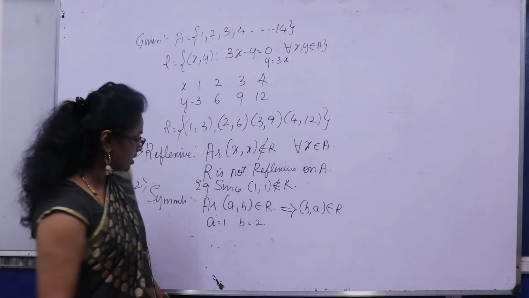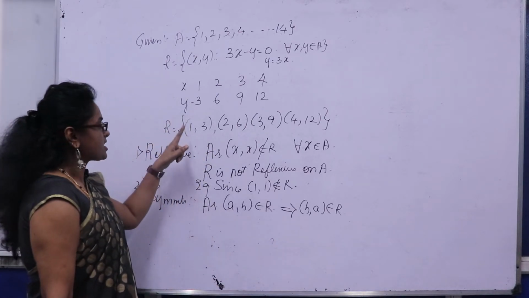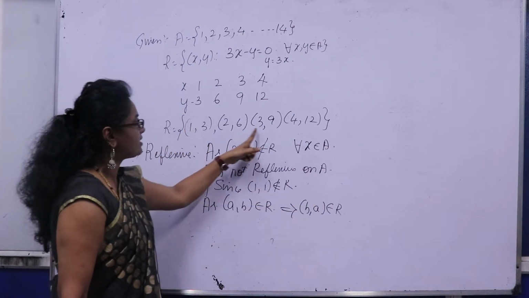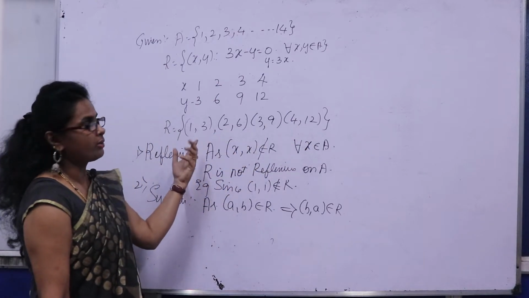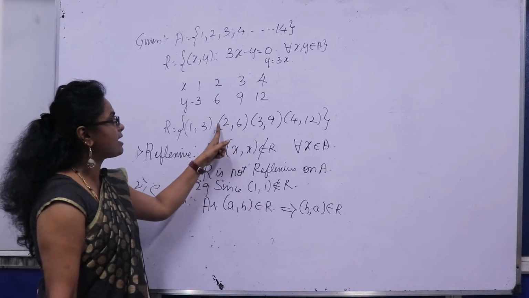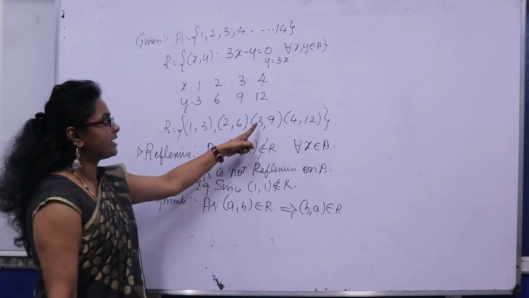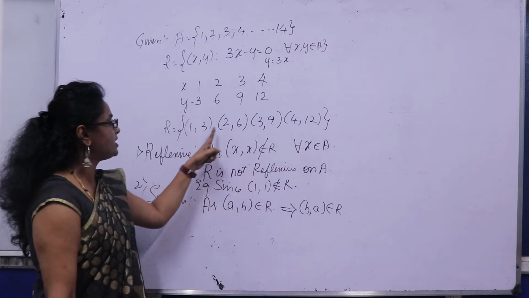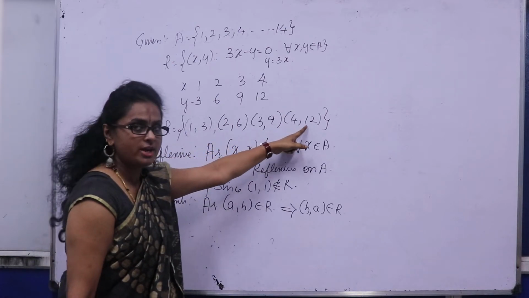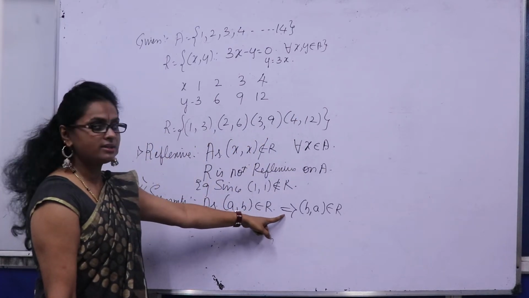Or you can even observe the thing here, because we will just pick out the elements from this. So if I just consider (1, 3), I need to have what? (3, 1). Do you have anything like (3, 1) here? No. If I just take (2, 6), I need to have (6, 2). Do we have any (6, 2) here? No. If I just take (3, 9), I need to have (9, 3) here. Do we have any (9, 3)? No. (4, 12). Do we have any (12, 4) here? No. So can we apply this now?